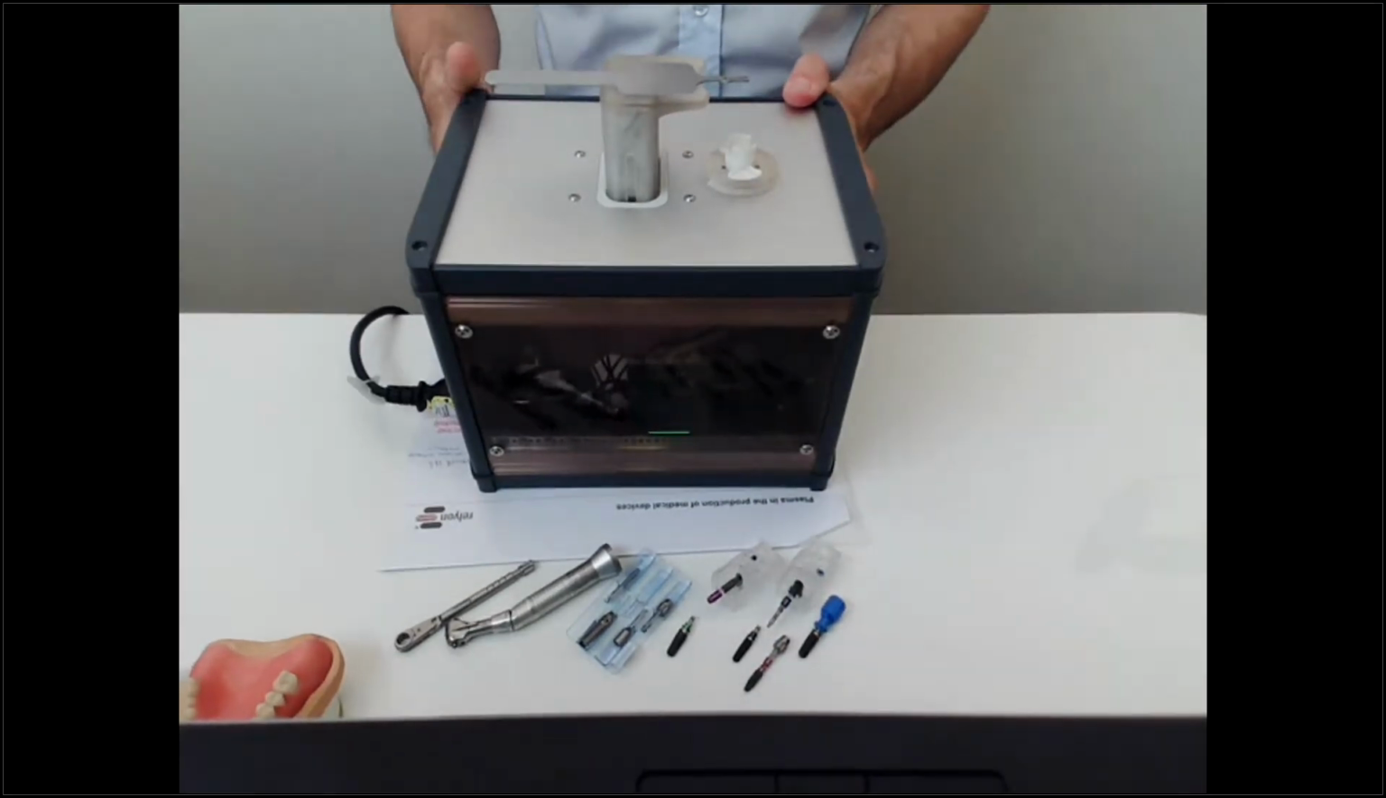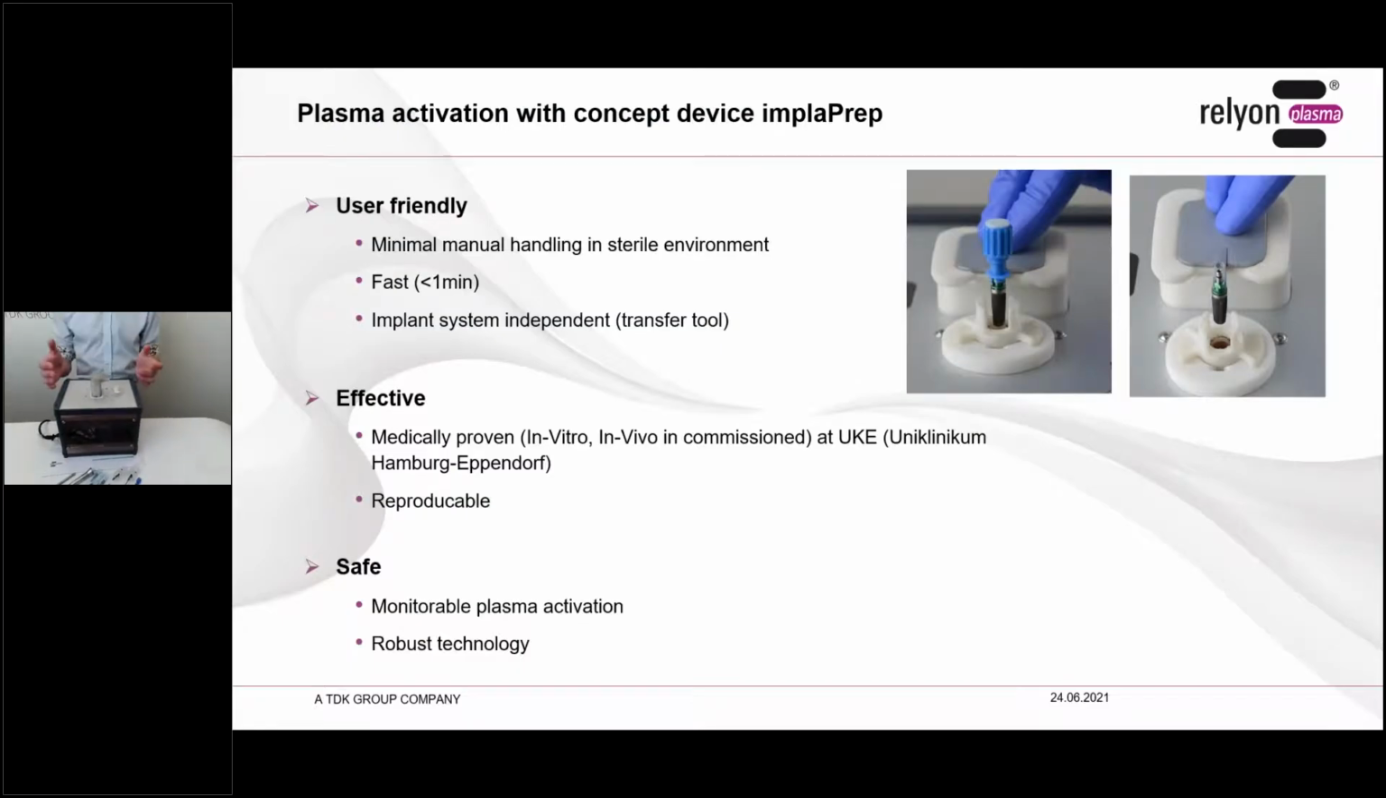Okay, so I really would like to hear your feedback on this procedure. Maybe you can write us directly or via email afterwards. What we think this device delivers is a chair-side plasma activation for nearly all implant systems. Due to our transfer tool, we are independent of the implant systems, whether there is an insertion post or not. The overall activation takes less than a minute. We're now testing and optimizing, but it should be 40 seconds for the overall process.